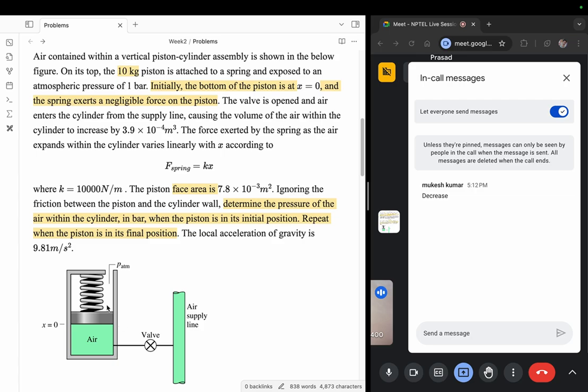Then you already made the free body diagram for this. So all you have to do is add the weight plus the spring force plus the atmospheric pressure force, divided by total area, and that will give you the pressure of air. So that is straightforward. So how will I get the x? How will I get the displacement?